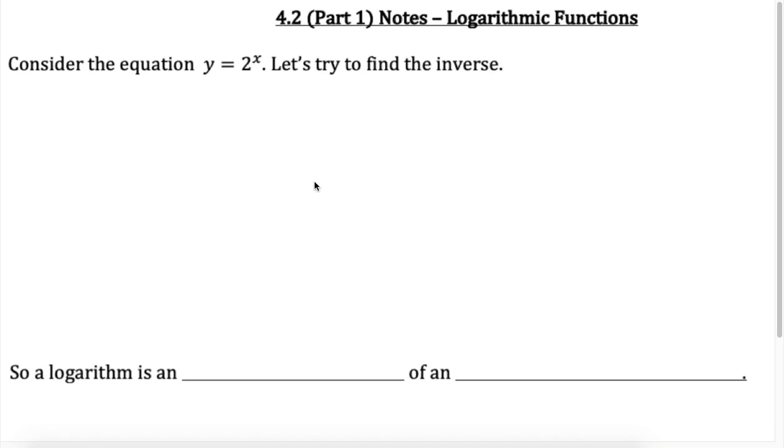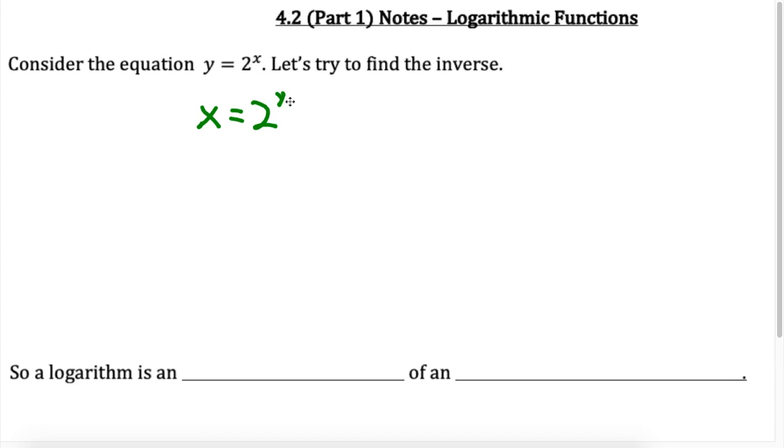All right, in 4.2, we are going to take a look at logarithms, or logarithmic functions. So to start, let's think about this exponential function and try to find its inverse. We talked about finding inverses a couple of chapters ago. To do that, the first step is to switch all x's and y's and then try to solve the new equation for y. So if I switch my x's and y's, I'll have x equals 2 to the y power.